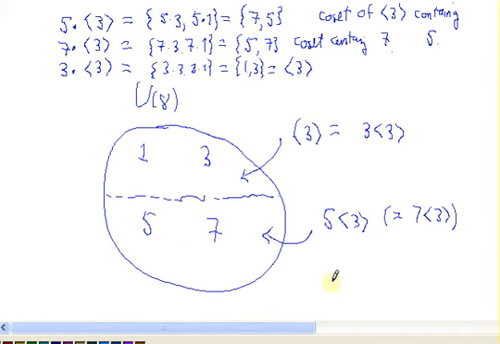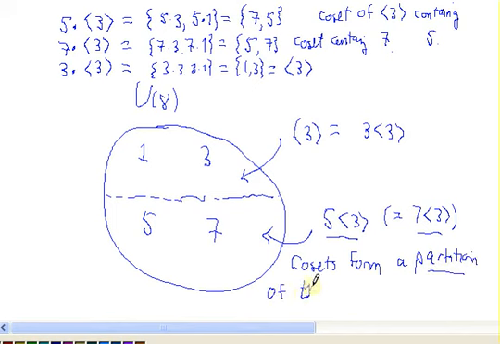Okay, so just to emphasize, this ⟨5⟩ and ⟨7⟩ are 2 different ways of specifying the same coset. And notice the important property here that cosets form a partition of the entire group. Okay, that's one important property.